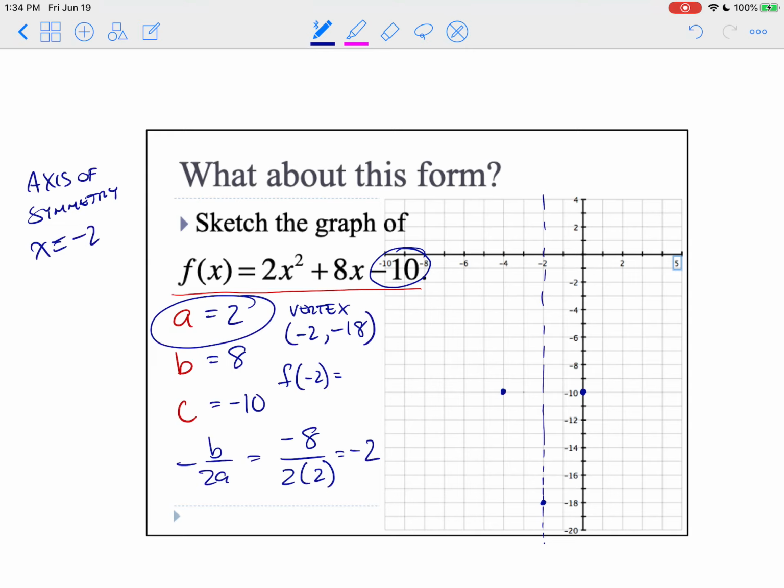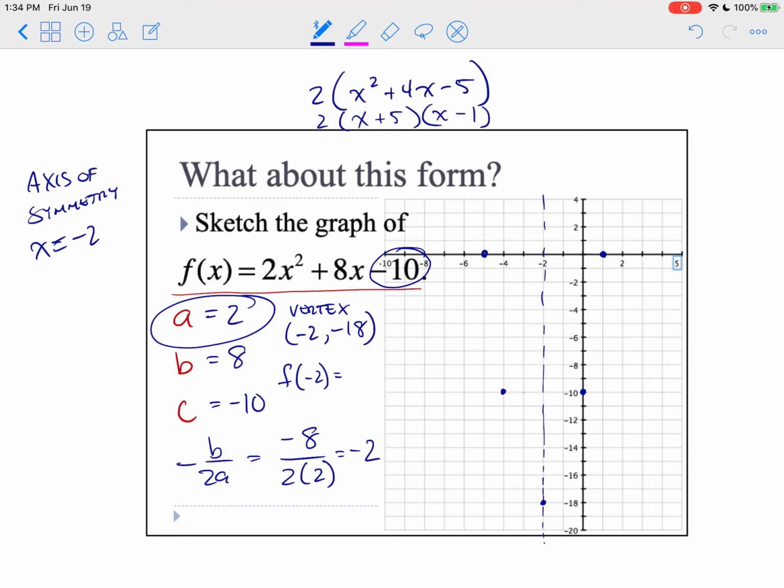And then I could also factor this. I can factor out a 2, and that leaves me with x squared plus 4x minus 5. And then I can try to figure out if this factors. What multiplies to -5 but adds to +4? +5 and -1. And so I know the x-intercepts are -5 and +1. And this is sort of how we graphed in high school, or in a previous algebra class, if you've taken one at the college level.